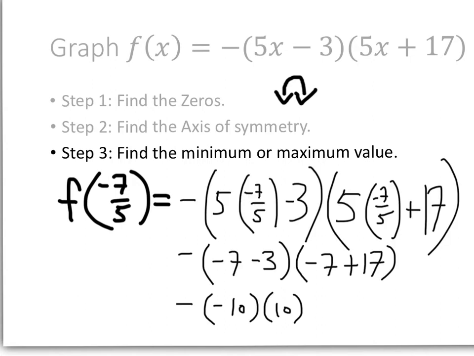So 5 times negative 7/5 is negative 35/5, which would be negative 7, which applies to both factors in this case. So negative 7 minus 3 is negative 10, and negative 7 plus 17 is positive 10. So when I do negative 10 times positive 10, I get negative 100, and then the opposite of that would be 100.